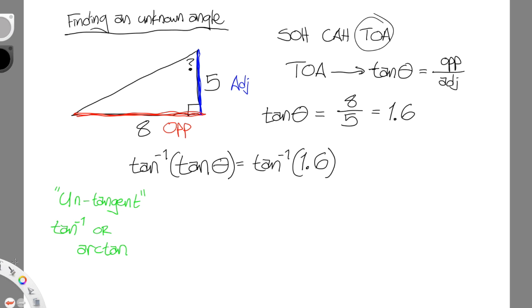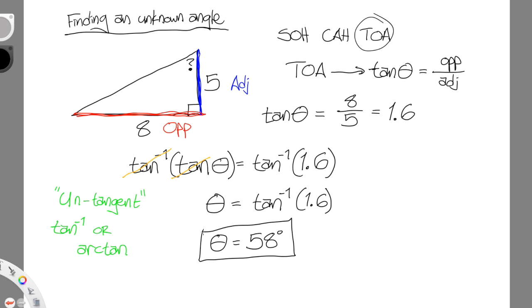And just like multiplying by 2 and then dividing by 2 cancel each other out, this inverse tangent and this tangent cancel each other out here. So we have now theta equals the inverse tangent of 1.6. Your calculator has an inverse tangent button. It's usually second tangent, so you'll see the little -1 power in there. And we can just plug this in, and rounding to the nearest degree, we get theta equals 58 degrees.